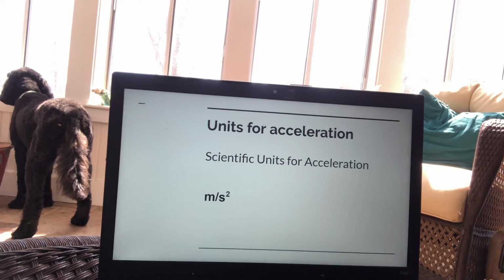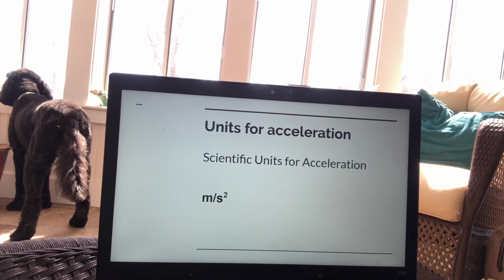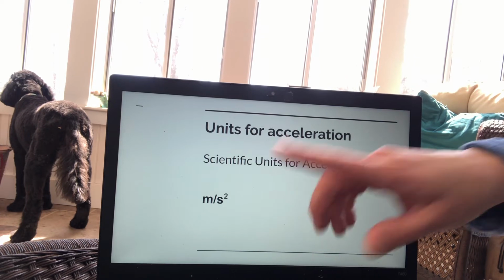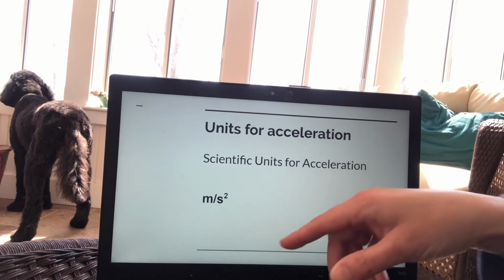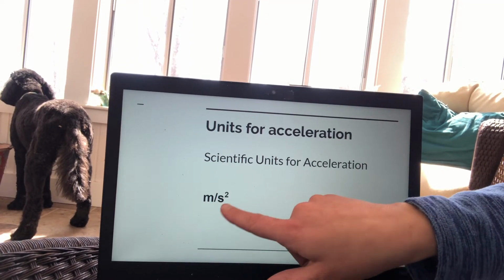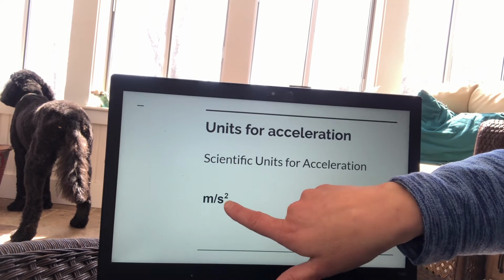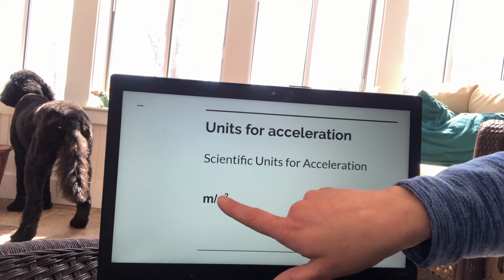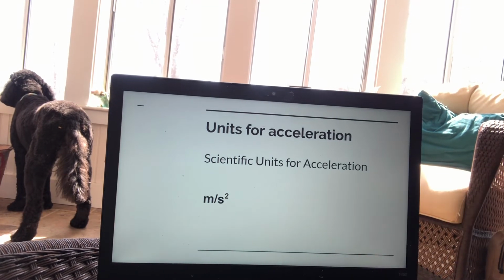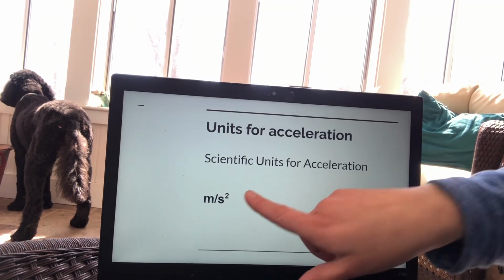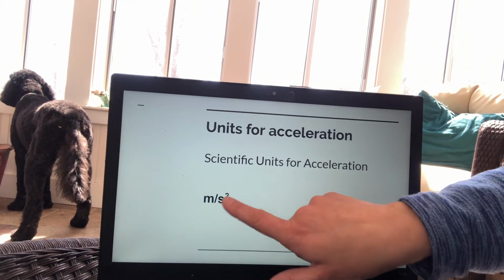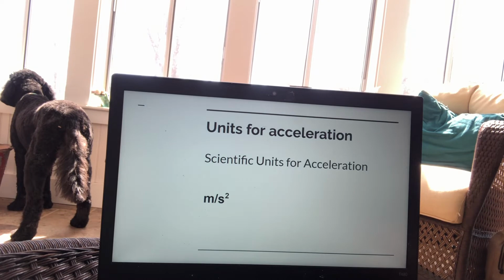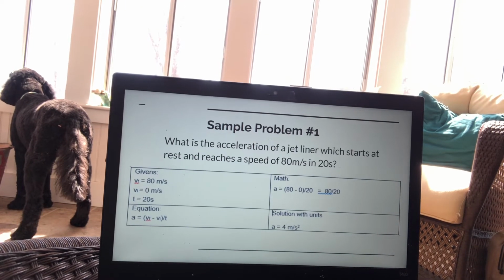So now the unit I used there was meters per second squared. This is the scientific units. This is science class, so we got to use the metric. And notice how it's meters per second squared. If you're ever looking at a problem and you're not quite sure which one is the acceleration, this is the only one with a squared in it. So look for that.